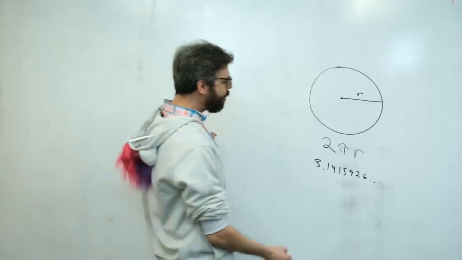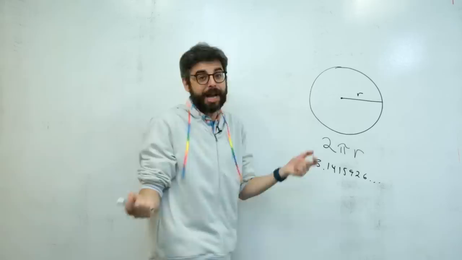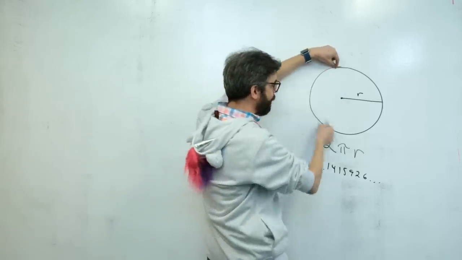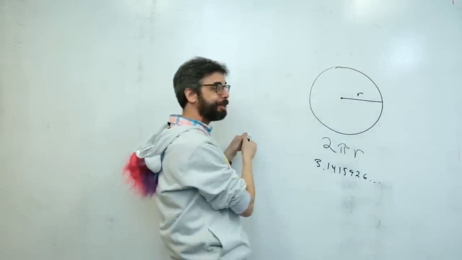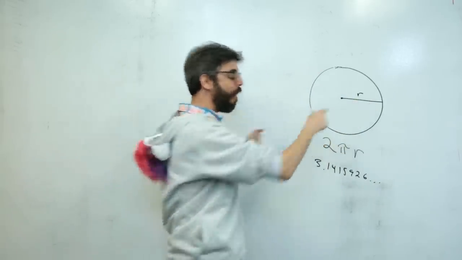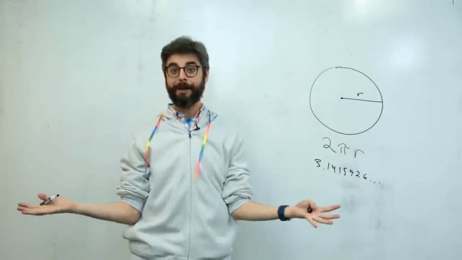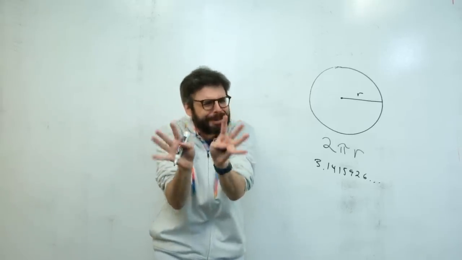So, how can I use this fact to calculate the number pi? Well, one thing I could do is get a piece of string and wrap it around here in my perfect circle. Then I could undo the string, get a tape measure, and measure it. And then whatever that is, if I knew the value of r, I could solve for the value of pi. That would work.